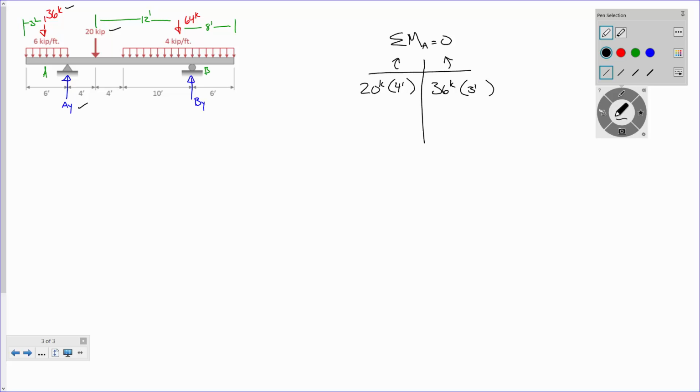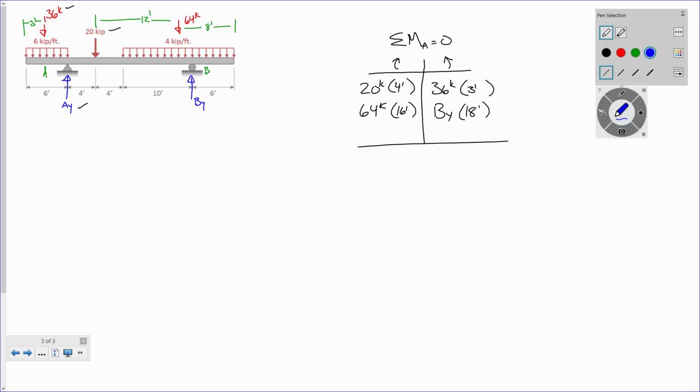We've got this 64 kips, is it on the left or the right? Left, and that distance is 16 feet. Then we've got BY, which is on the right, at 18 feet. Everybody good with that? What we did is we just assumed BY is acting upward, and if it comes out negative, we were wrong.